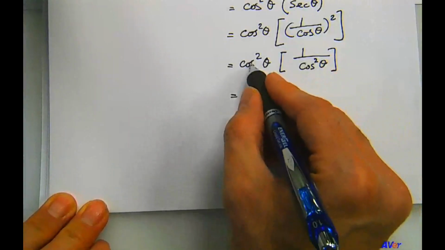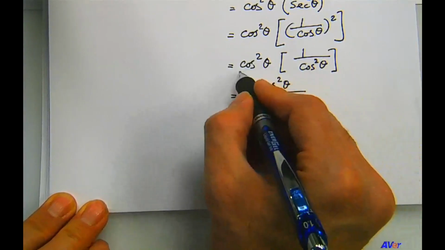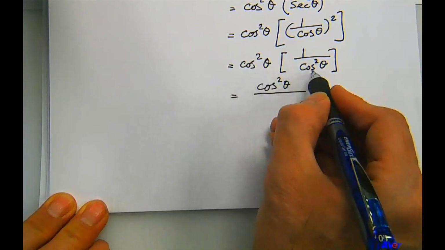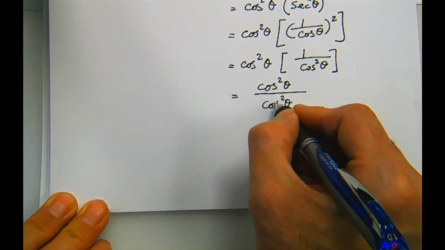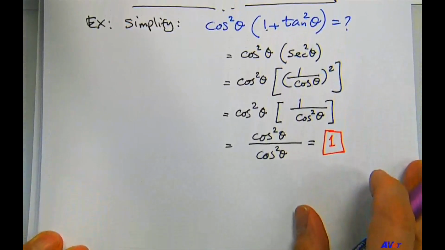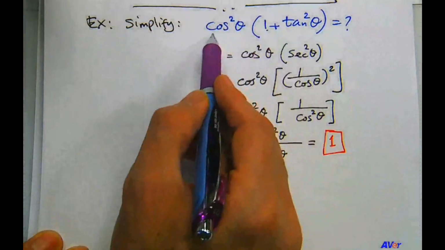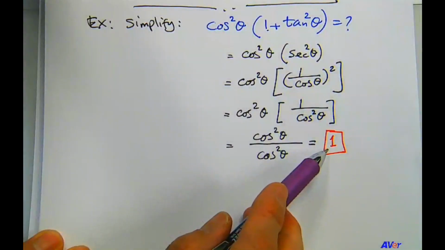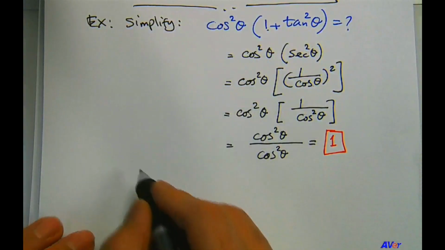Now multiply cosine squared theta times 1. We have cosine squared theta divided by, the denominator is 1. 1 times cosine squared theta is cosine squared theta, right? And what is that equal to? 1. So this is really the power of simplification, because this is really 1. So why keep it like that when we can replace all of that with number 1? Okay, so that's the power of simplifying expressions.